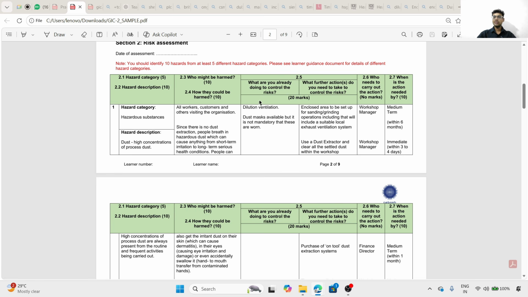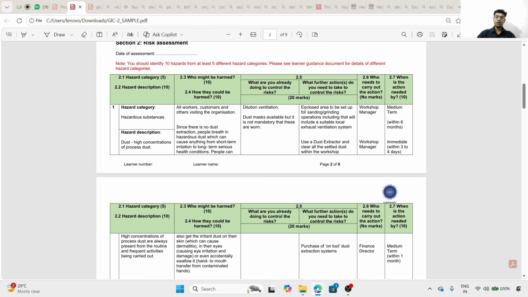So these are the systems that are currently in place for this particular hazard. Now, as a health and safety practitioner, with all the knowledge you have studied in this NEBOSH course, and with the internal and external sources of information we have mentioned, you need to say what controls or further actions we can take so that we can control the risk in such a case.